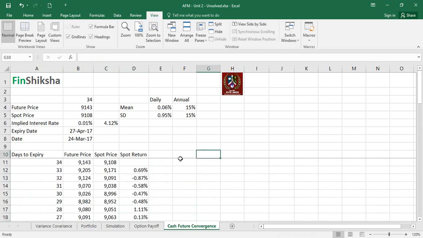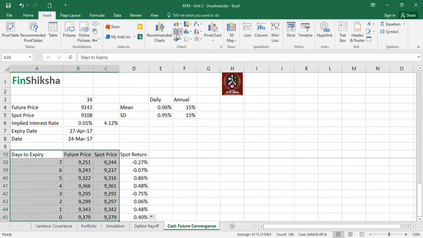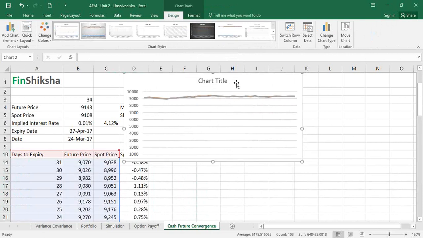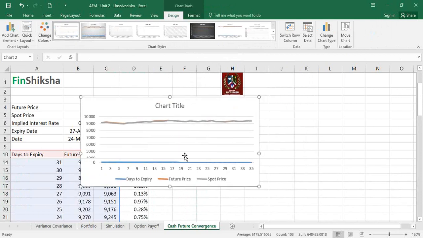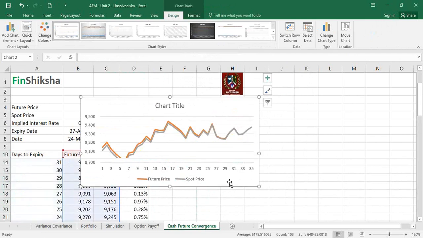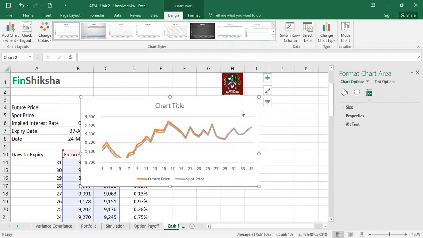Let's plot a chart around this. So we're going to plot a chart with this data. I'm going to use this. I'm going to go to insert a chart, and that's going to be a line chart. In this, we have the spot price, we have the future price. What I don't need is the days to expiry, because that's going to be my x-axis. And in my x-axis, I'm going to format the axis. Let's do that later. Let's first select data.